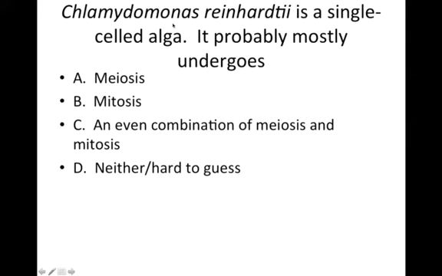Okay, let's stay with our same alga. It's a single-celled alga. Does it probably mostly undergo meiosis, mitosis, an even combination, or is it hard to guess? Go ahead and pause if you'd like a minute. Okay, so we learned that most organisms, both multicellular and unicellular, mostly undergo mitosis. Remember, we said that most unicellular organisms mostly undergo mitosis, but it's also the case that most cell divisions in our body are mitotic, not meiotic.